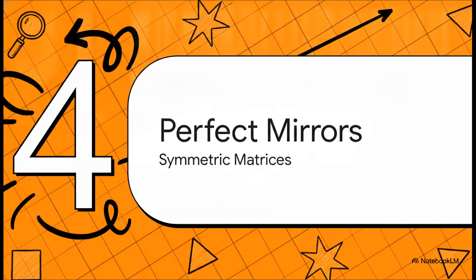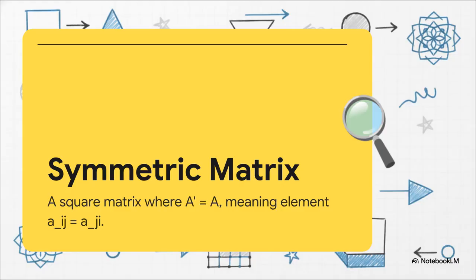Section 4. Perfect mirrors. Symmetric matrices. This spatial flipping leads us right into a really satisfying concept. I want you to imagine what happens if you take a matrix, execute that perfect diagonal flip we just talked about, and absolutely nothing changes. We call this a symmetric matrix. It's a square matrix where A transpose perfectly equals A.